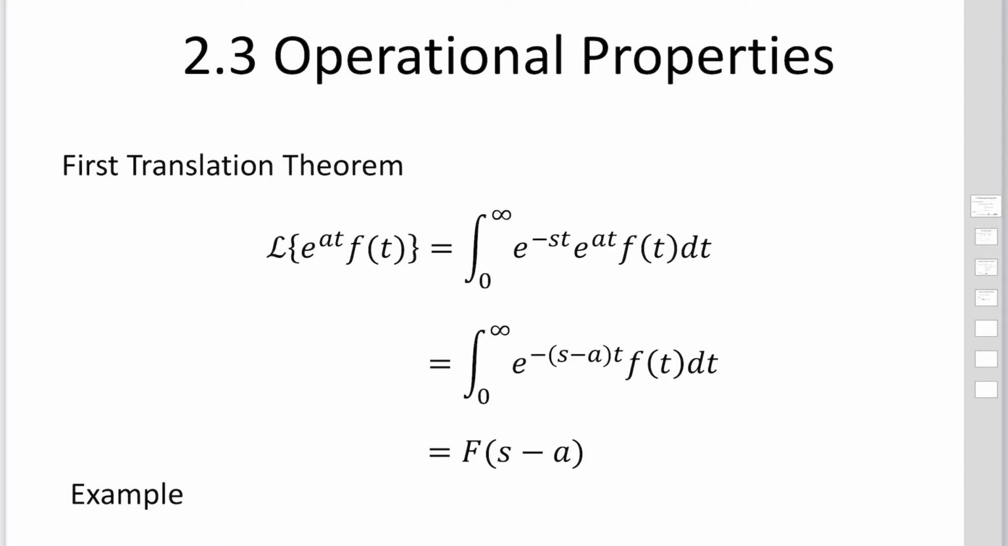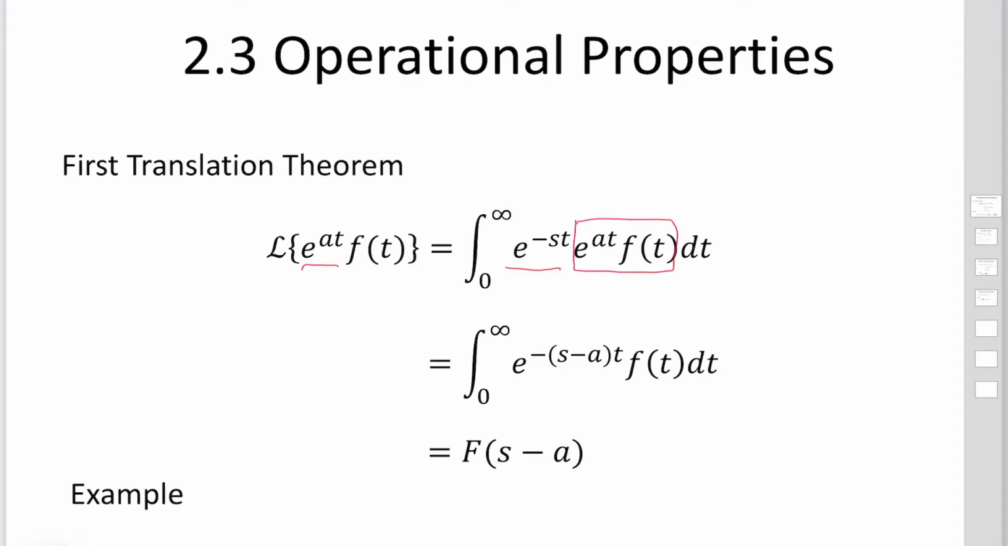In this session, I'd like to explain the operational properties. First one is the first translation theorem. We consider the product of the exponential function e^(at) times the function f(t). Then we'd like to consider the Laplace transform of these functions. The definition of the Laplace transform is the integral of e^(-st) times e^(at) times f(t).